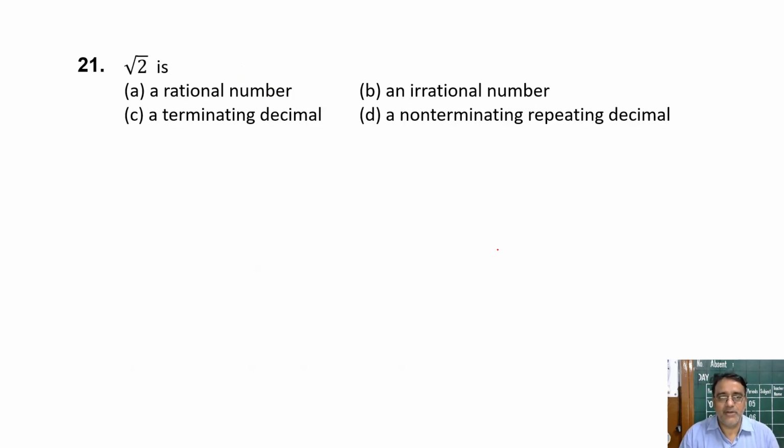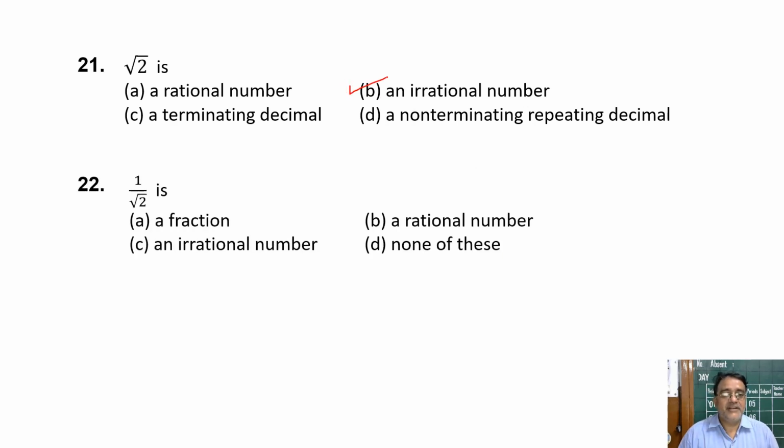So very small question. Root 2 is a rational number, an irrational number, a terminating decimal, or non-terminating repeating decimal. Option B, right, very good. An irrational number. Question 22. 1 upon root 2 is a fraction, a rational number, an irrational number, and none of this. Irrational number. Yes.